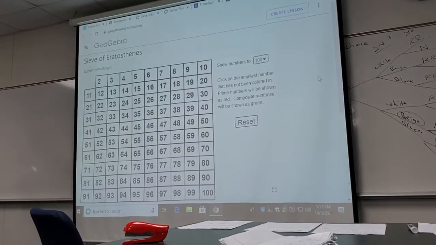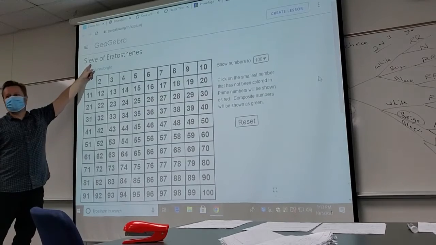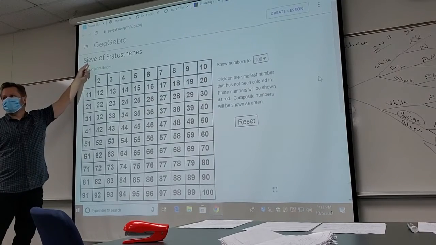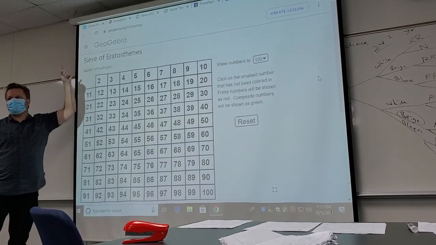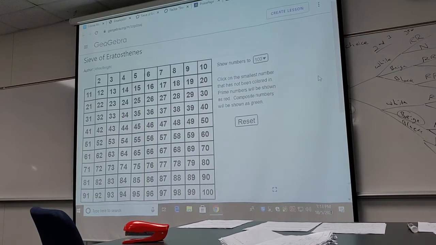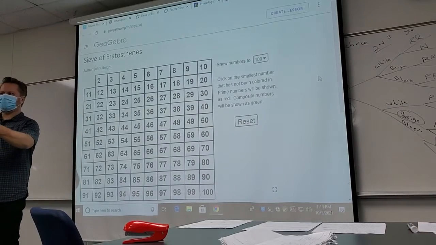What does this mean? Do you guys know? Sieve, I think, is a program. Sieve. It's a thing to strain something with, so that only certain things come out the other side, so it catches all the big stuff. It's like a colander for your spaghetti.